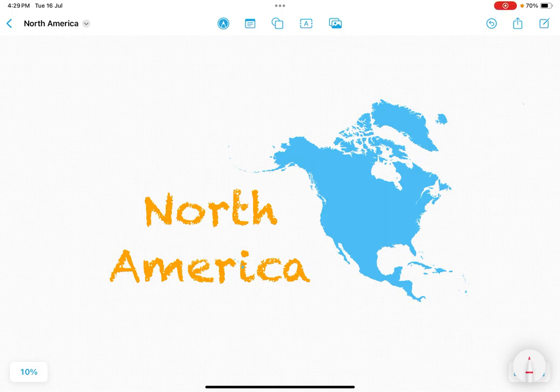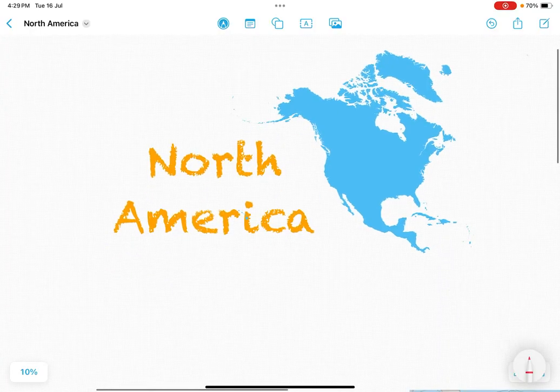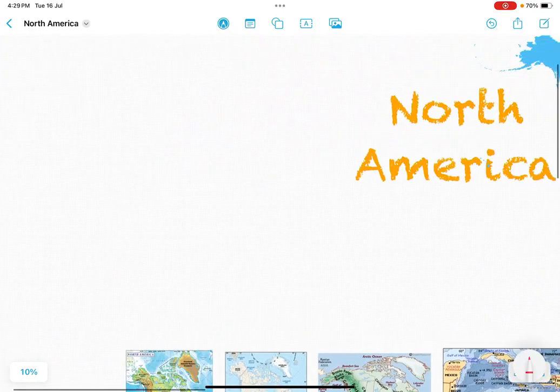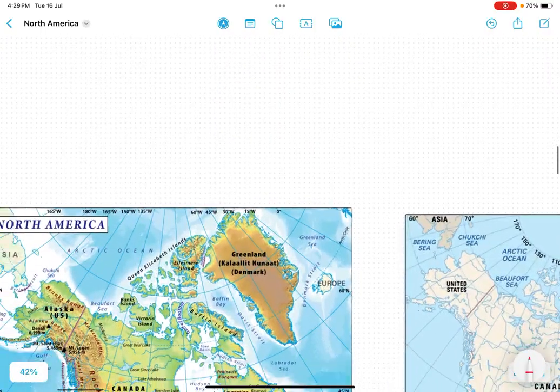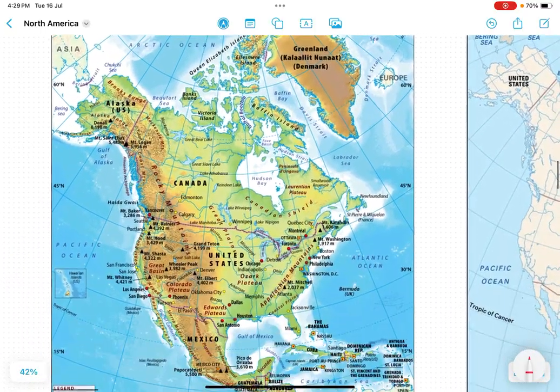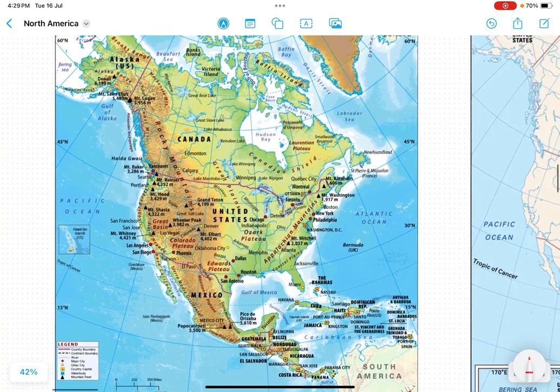Hi everybody, today we are going to do North America. So let's begin with our maps. As you can see, I have a lot of maps today for you, and we will be beginning with this map. This is the basic map of North America.